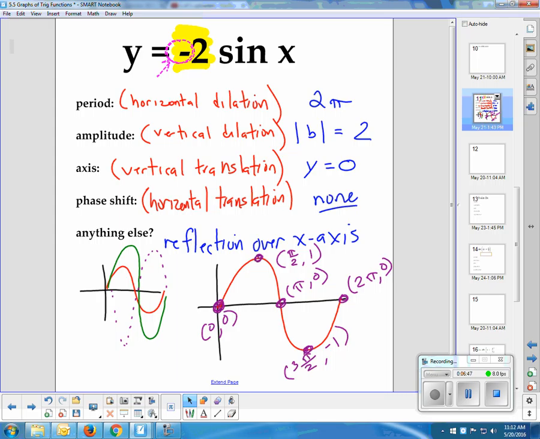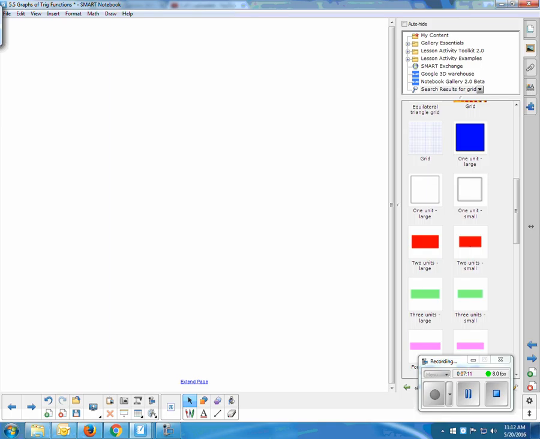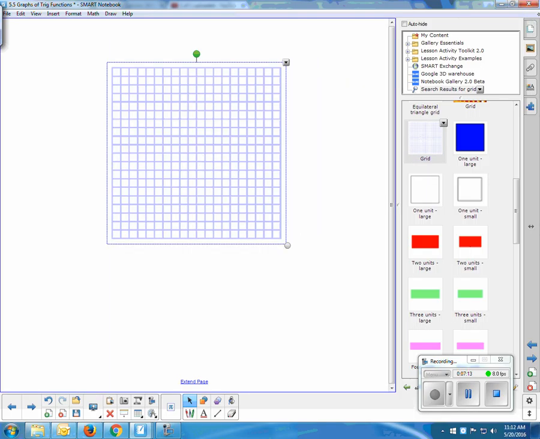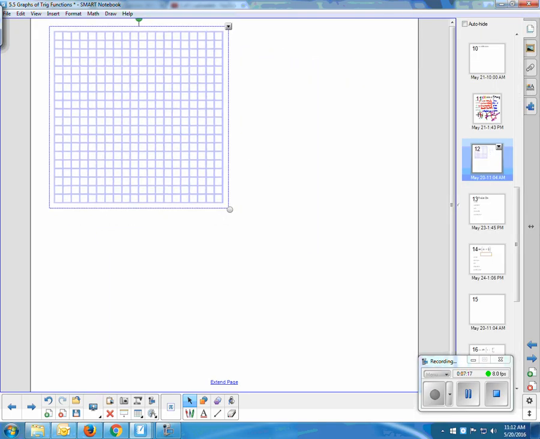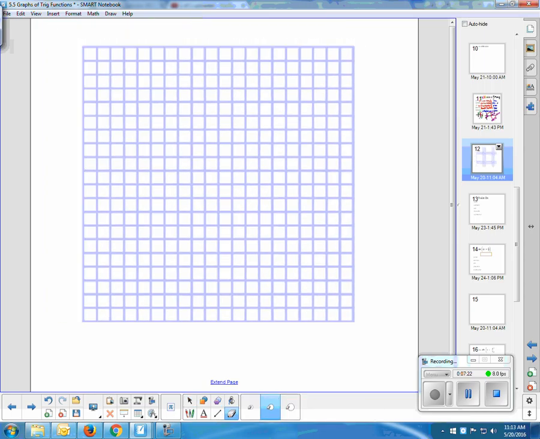Sometimes you will be told the interval to work from. Why don't we go ahead and graph this from negative pi to 3 pi, just to look at a little bit of a larger segment and see how this would work. All right, so I'm going to flip the screen, get myself a grid here, and draw some axes.